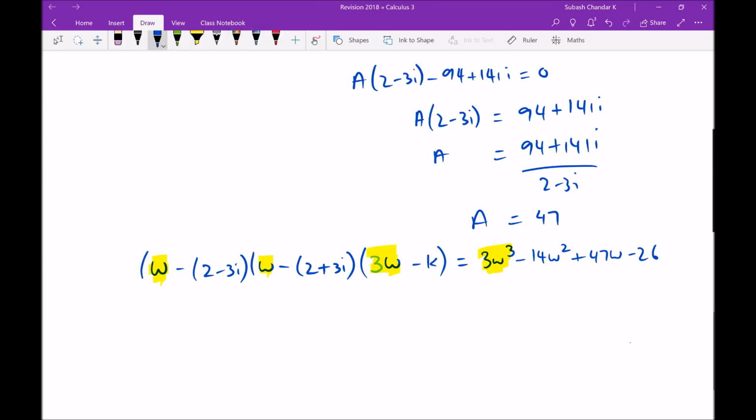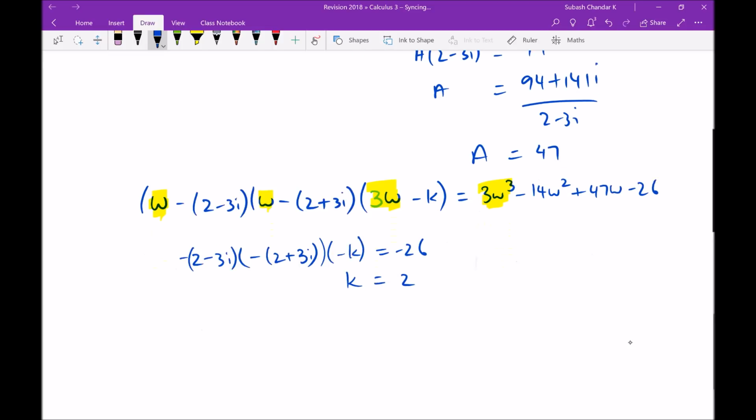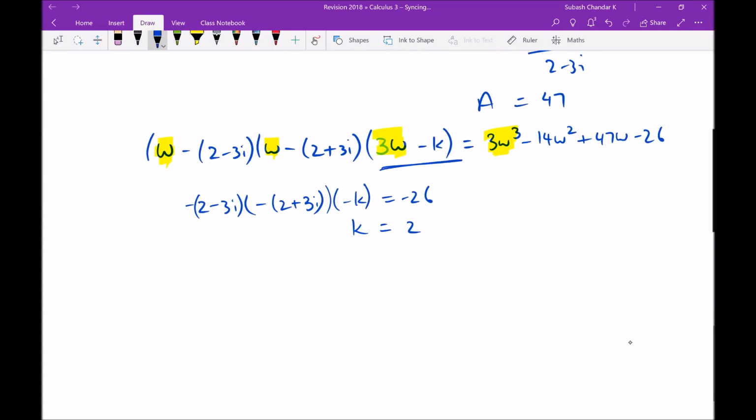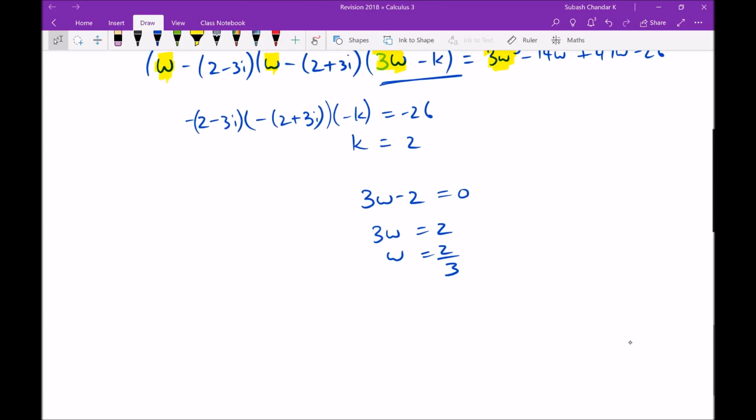So what ends up happening is that you've got negative 2 minus 3i multiplied by negative 2 plus 3i multiplied by negative k equals to negative 26. So when you do this, you end up with k is equal to positive 2. But that's not your solution. So you've got to go back to this factor, which is 3w minus k. So you got to go 3w minus 2 is a factor. Put that equals to 0. Then you're going to get 3w equals to 2 and w equals to 2/3. So your three solutions are 2/3, 2 minus 3i, and 2 plus 3i.